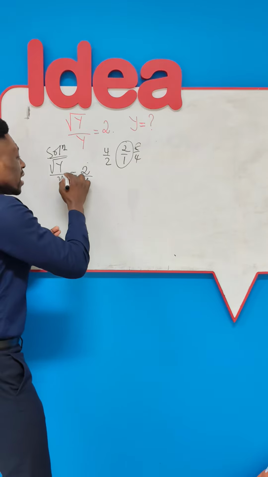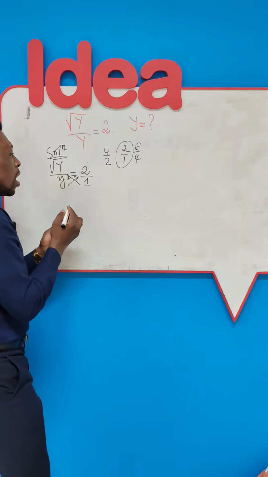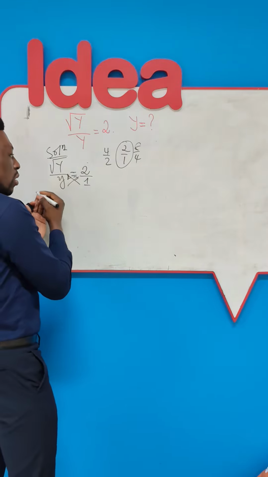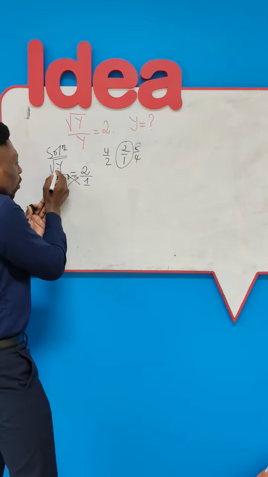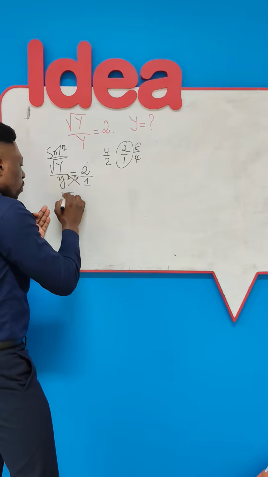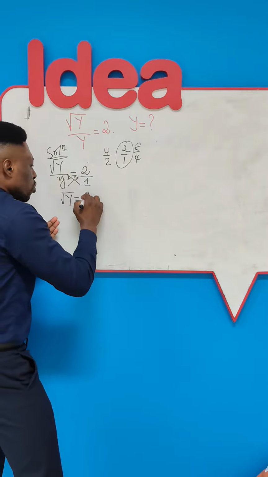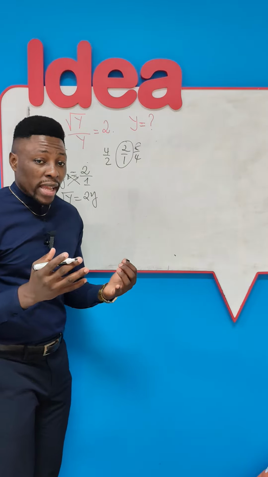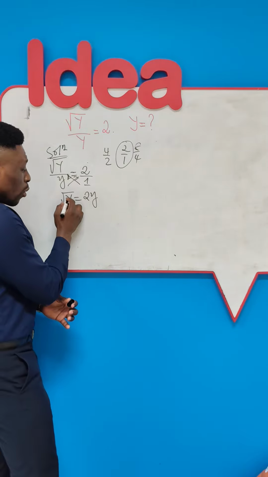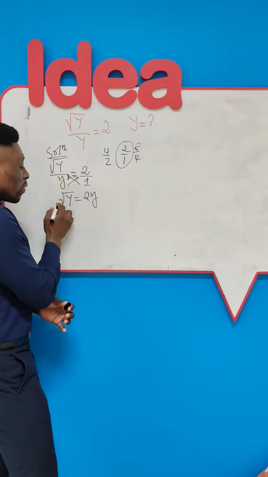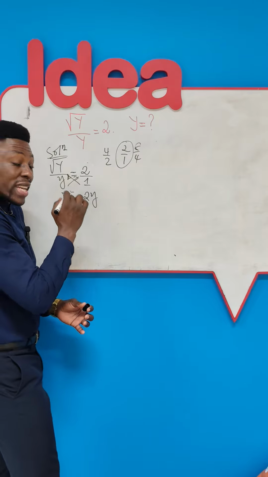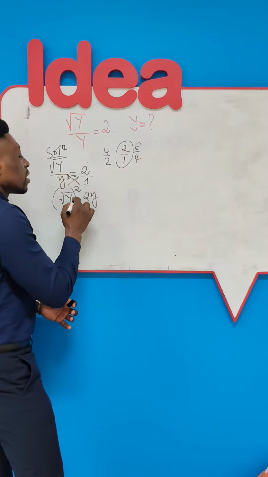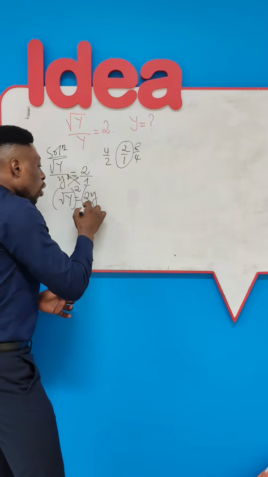The next thing we will do here is cross multiplication. The numerator here multiplies the denominator here, and then the same thing on the other side. So we will have square root of y times 1, which is square root of y, will equal 2 times y, which is 2y. Remember, dear friends, the objective is to find y. And at this point, we can notice that our y is under the bondage of this square root sign. So the next step here is to do away with this square root sign. And there's nothing else but to take the square on both sides.